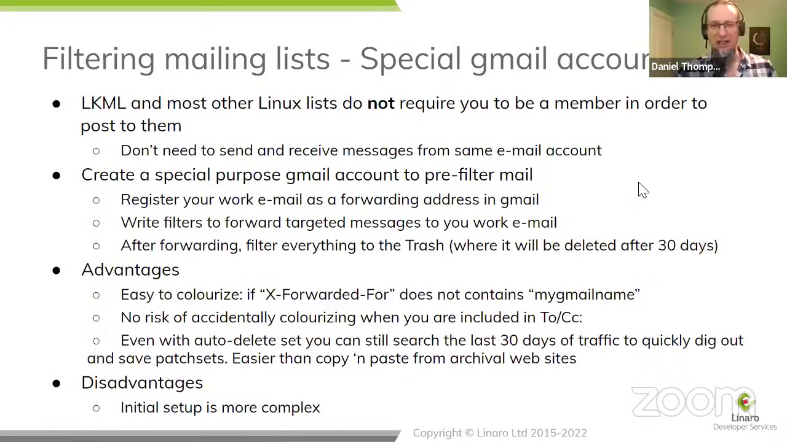So I have this special Gmail account that can pre-filter the mail. To do that, I registered my work email as a forwarding address, and I wrote filters to target the messages that I'm interested in, and they get forwarded to my work email. Simple as that. And after forwarding, everything else gets filtered out and deleted, so that my special Gmail account doesn't accrue. That filter doesn't always work. It's quite difficult to get that one working.